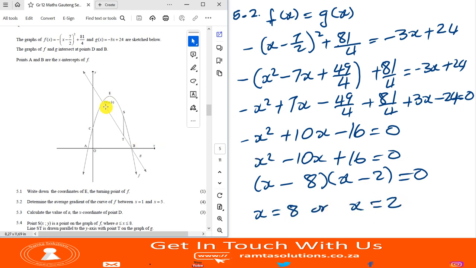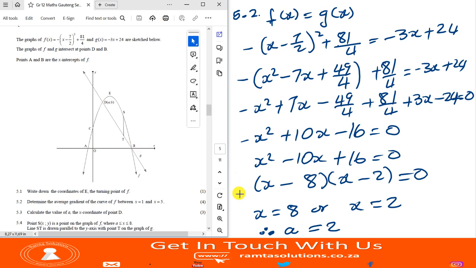When you look at these 2 points, the one that is supposed to be 2 seems like A. Therefore, I will conclude and say A is equal to 2. Happy? This is because as you move from 0 to the right, x increases. So it makes sense that this x value is smaller than this x value here. Okay?